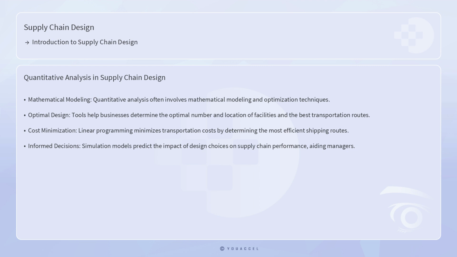These tools help businesses determine the optimal number and location of facilities, the best transportation routes, and the appropriate inventory levels to maintain. For example, linear programming can be used to minimize transportation costs by determining the most efficient shipping routes from suppliers to manufacturing plants and from plants to distribution centers. Similarly, simulation models can predict the impact of different design choices on the supply chain's performance, allowing managers to make informed decisions.